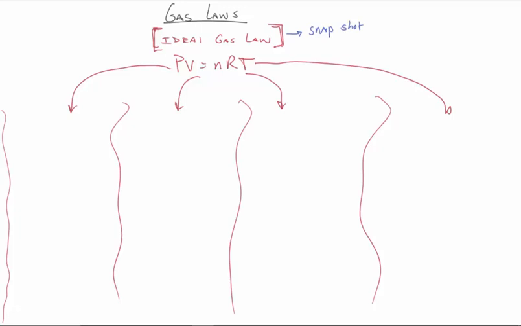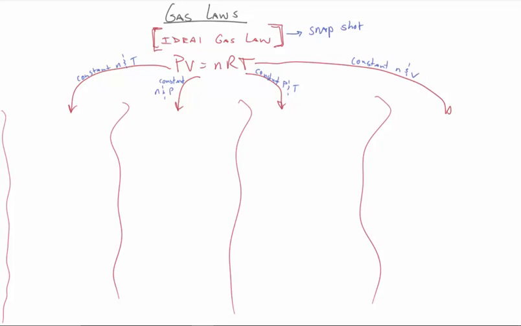Okay, so my 4 situations: I'm going to hold constant our number of moles and temperature. On this one, I'm going to hold constant my number of moles and pressure. Over here, my constants will be pressure and temperature. And then over here, we're going to hold constant our number of moles and our volume. So those are the 4 different situations that we're going to take a look at.